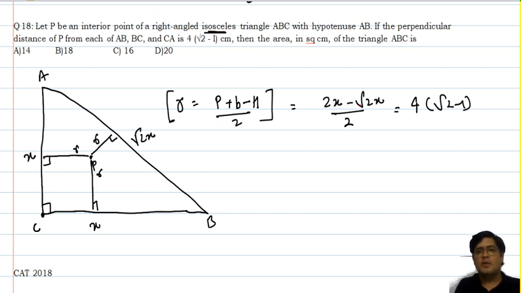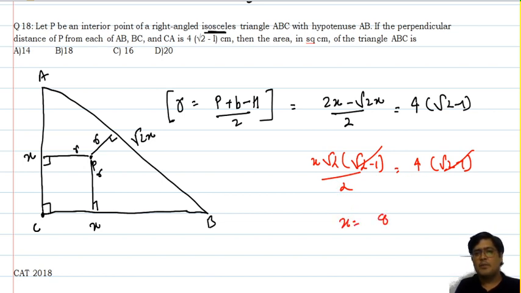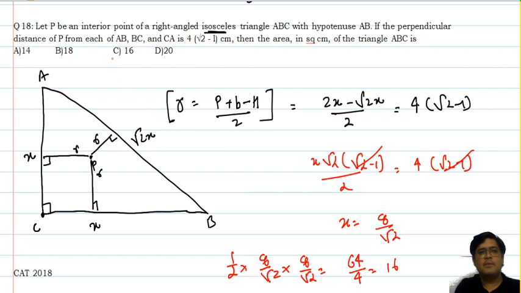Here I can take out x common. I can take out root 2 common. I will have (root 2 minus 1) upon 2 and 4 into (root 2 minus 1). So root 2 minus 1, root 2 minus 1 cancelled. This cross multiplies. x is equal to 8 upon root 2. What do you want? You want area of the triangle. So half base into height. So 64 upon 4. That is 16 units is the answer.